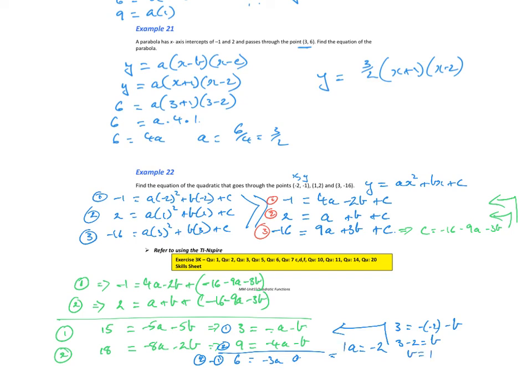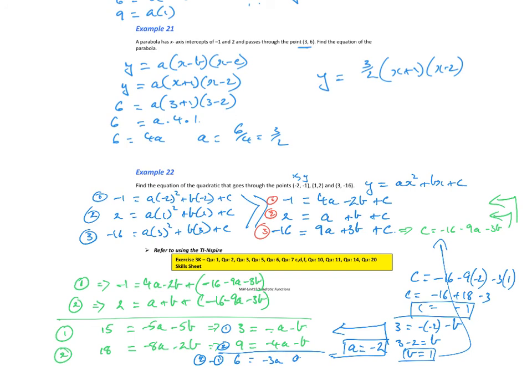So we've got 1 value, 2 values. Let's substitute both of those into there. And we've got c is equal to -16 minus 9 times (-2) minus 3 times 1. c is equal to -16 plus 18 minus 3, which equals -1. So there's our 3 values. But again, really highlight, this is really a CAS question.